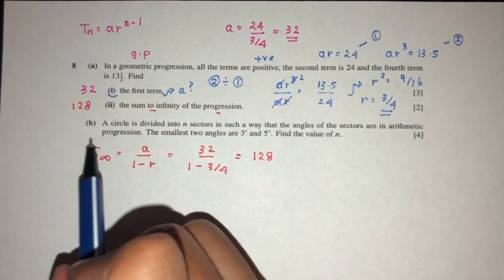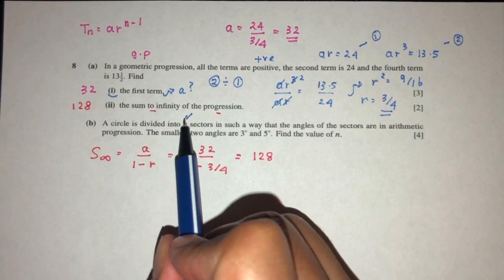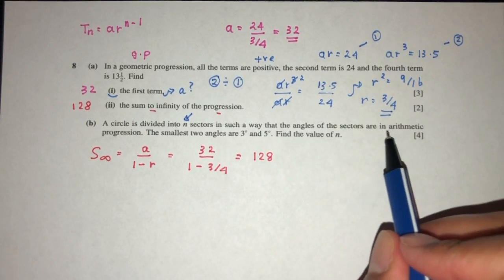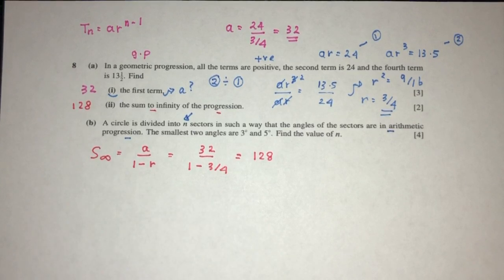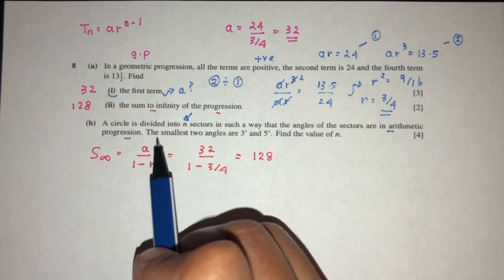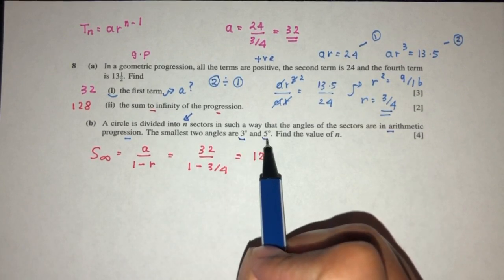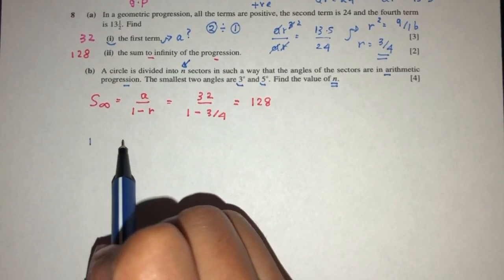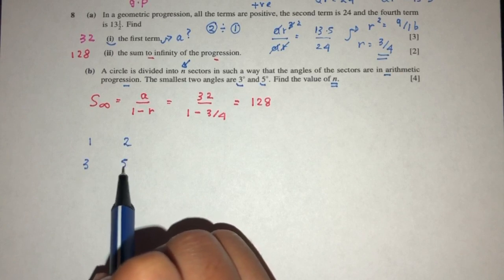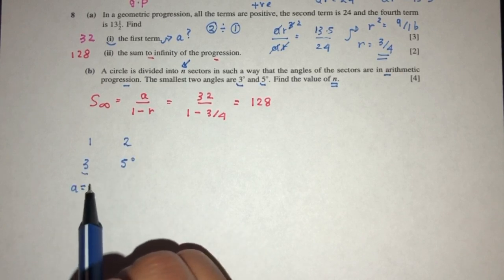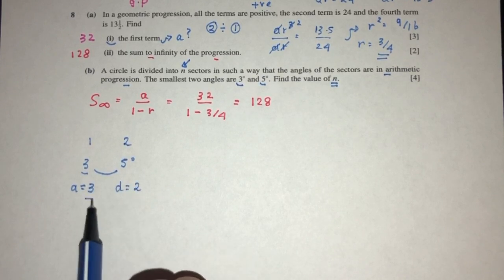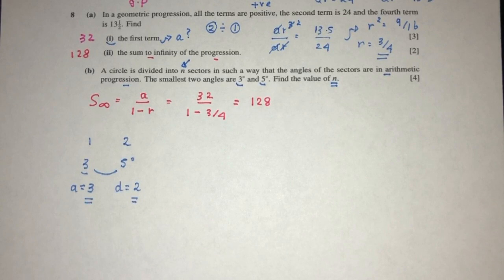Now let's move on. A circle is divided into n sectors, okay, n pieces, in such a way that the angles of the sectors are in an AP. So we have an AP progression for the sectors of this circle. Now, the smallest two angles are 3 and 5. Find the value of n. So the smallest two, the first term and the second term, are 3 and 5, which means the first term is 3 and the common difference is plus 2, right? So we have this and this, and we have to find the value of n.